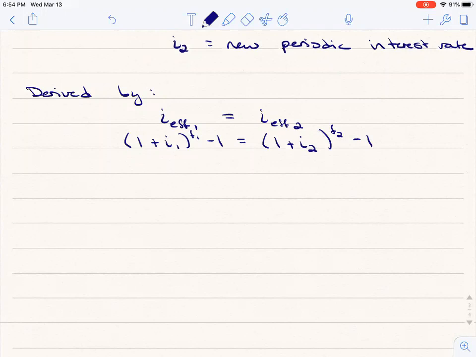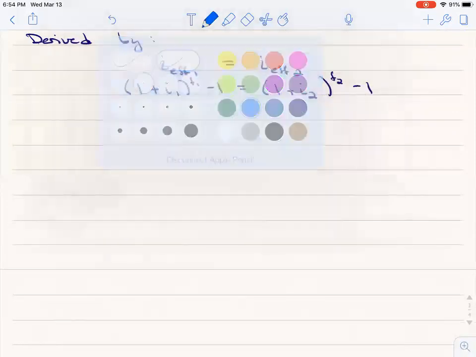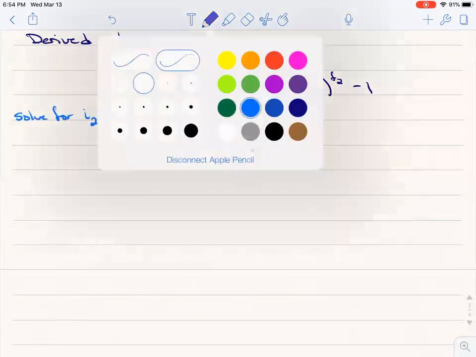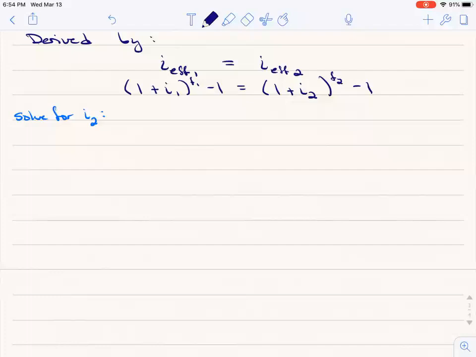We want to solve for I2 because that's our new periodic interest rate. And so here I'm going to solve for I2. So if we start to move these things over, then we're going to add 1 to one side. So these ones are going to cancel. And so we just get 1 plus I1 to the power of F1 is 1 plus I2 to the power of F2.